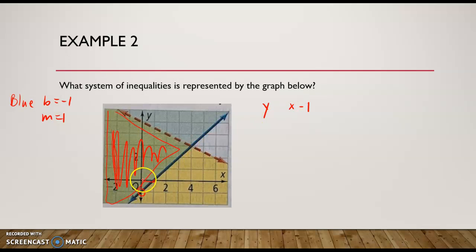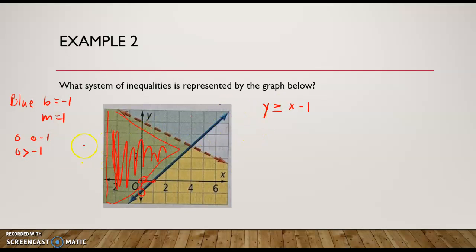I know that I shaded above that line, so this should be greater than or equal to. I know it's equal to because it's solid. If you're like, Mrs. Cartwright, I still don't know how you got greater than. Okay, well, here's 0, 0. So if I plug in 0 and 0 minus 1, so I have 0 and -1, I need to make it a true statement. 0 is greater than -1. And so that's how I know I need a greater than. I know the equal to, again, because of the solid line.